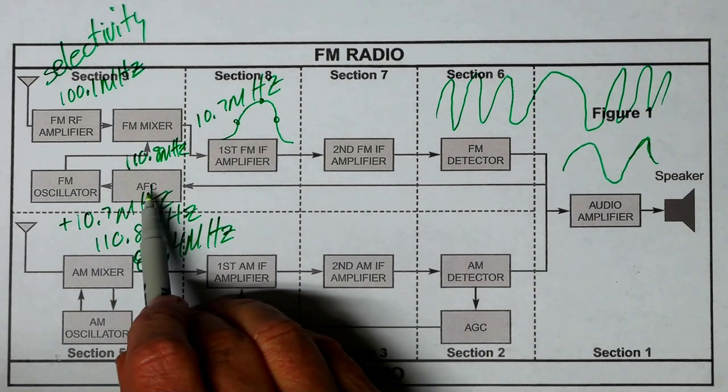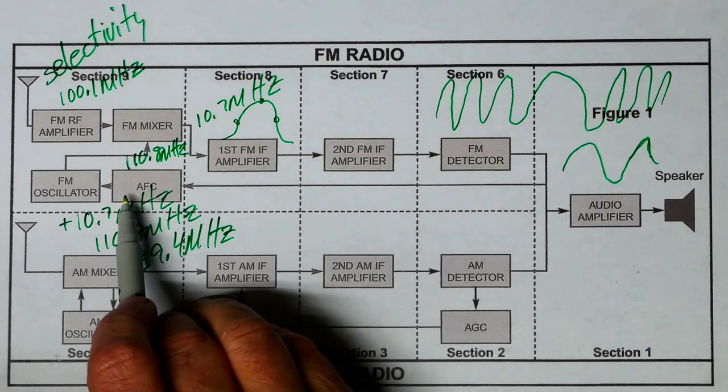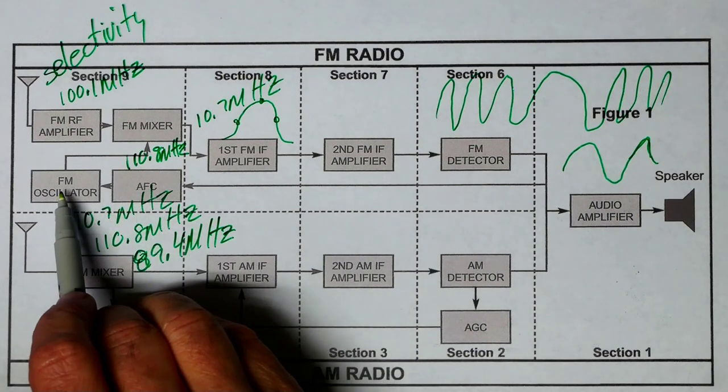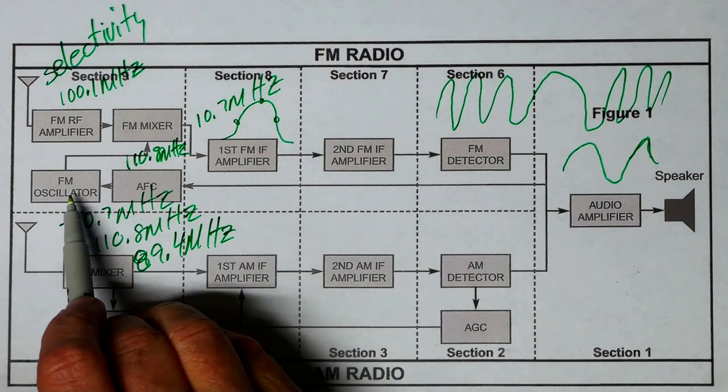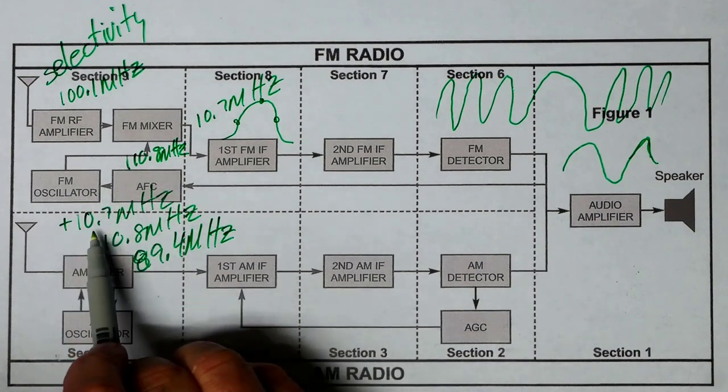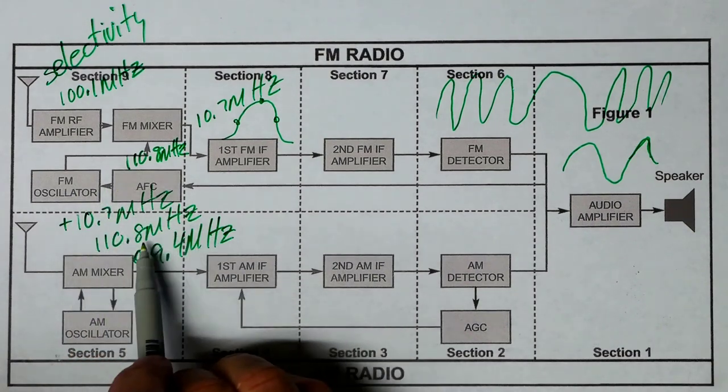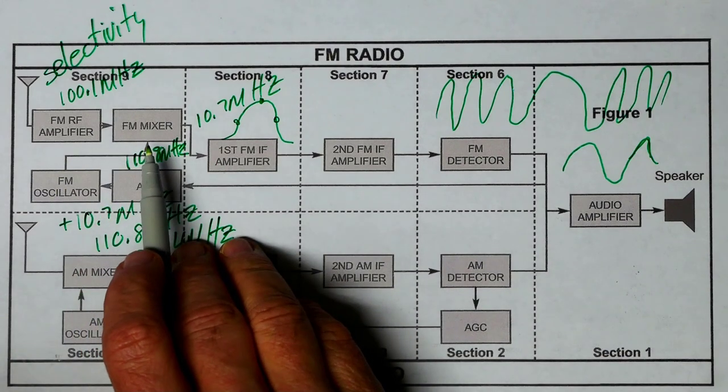This is going to be a couple of varactors, and remember, varactors are just electrically tunable capacitors. So as the voltage varies, it'll change the frequency of the FM oscillation, and it'll keep that frequency constant at the output, making sure that it doesn't drift off.